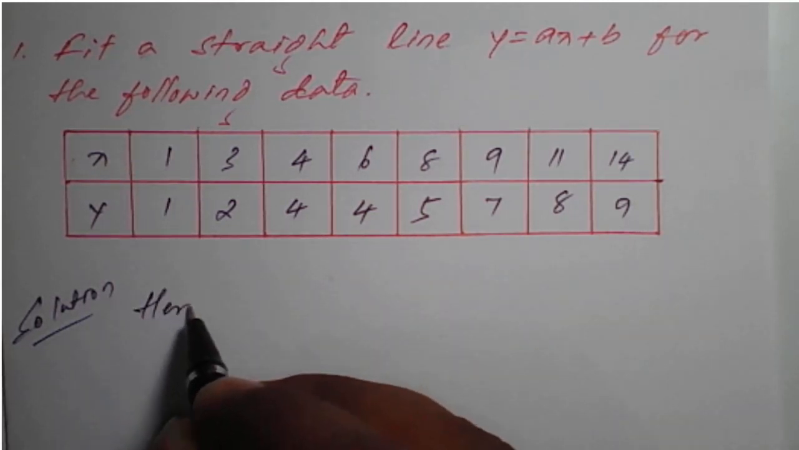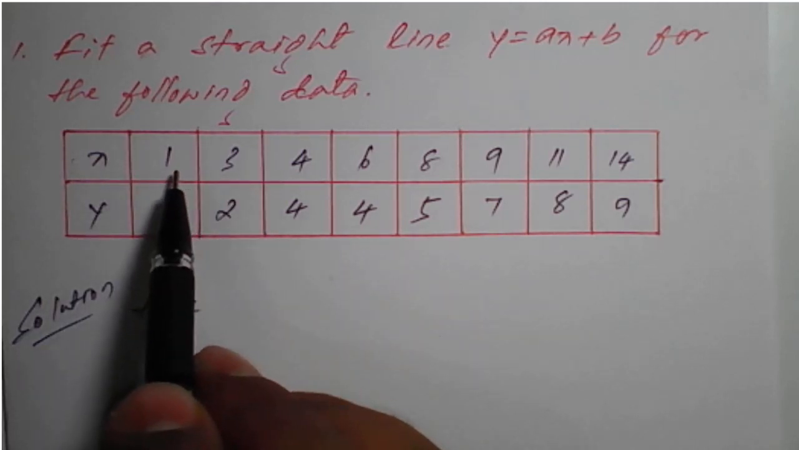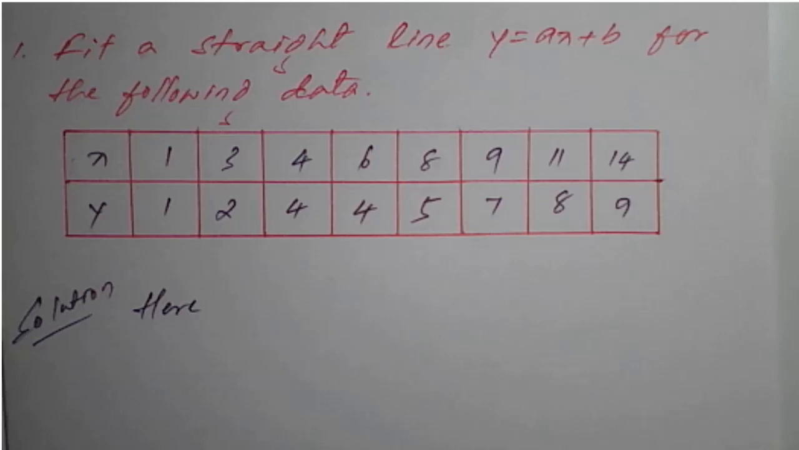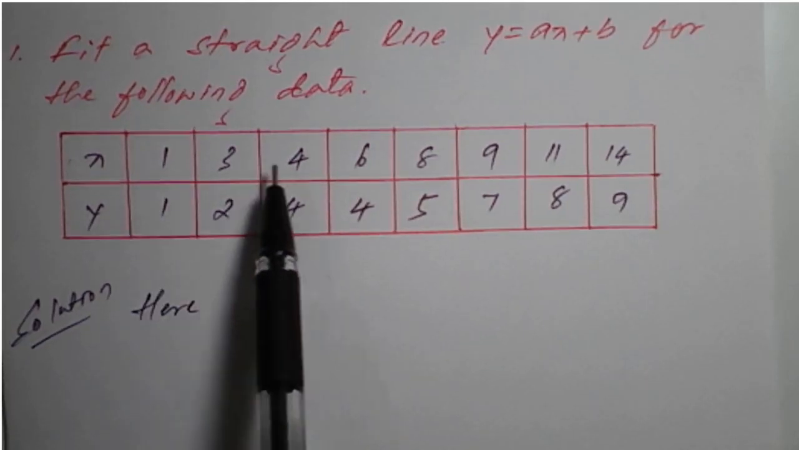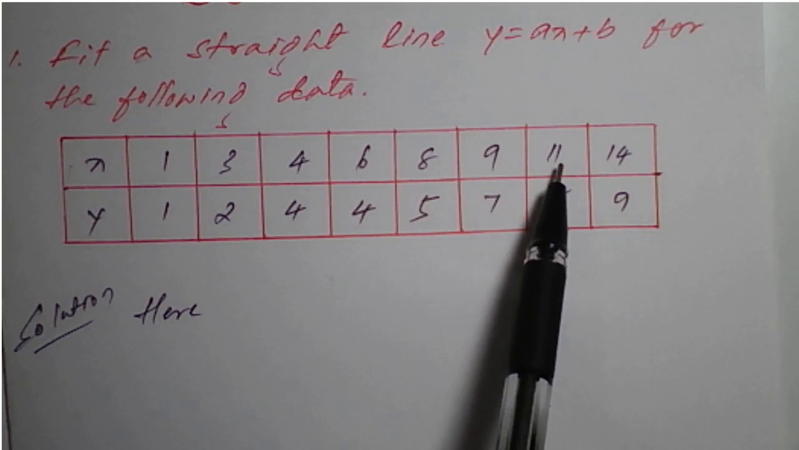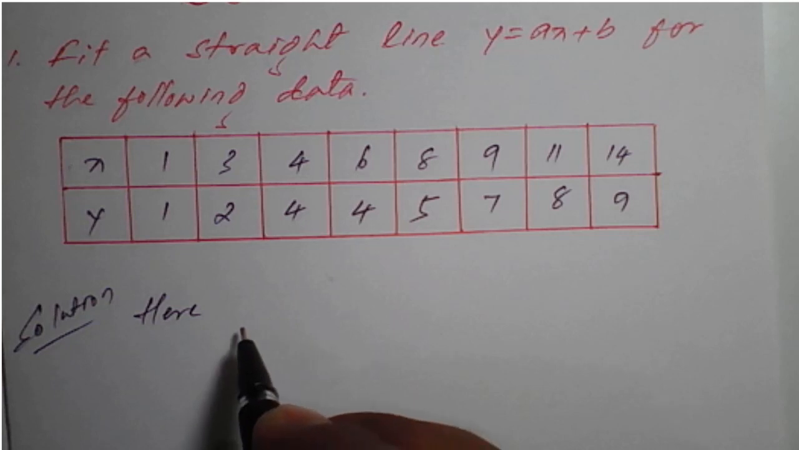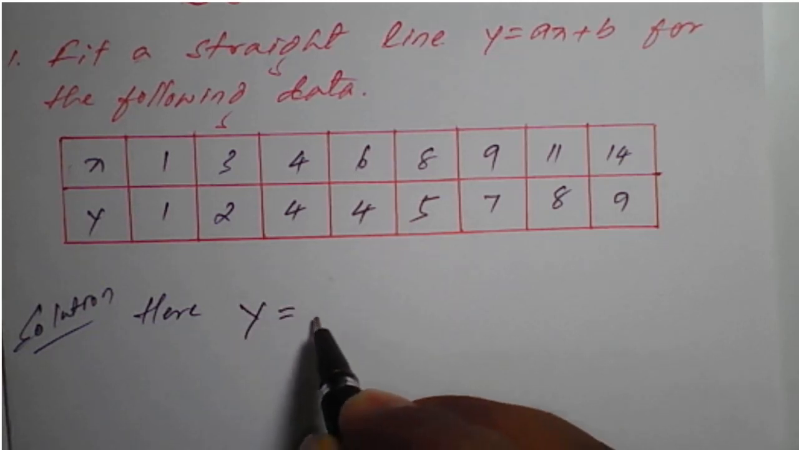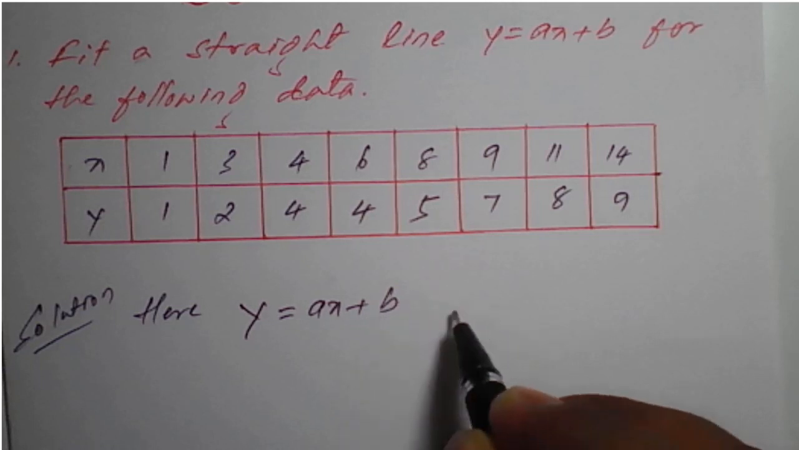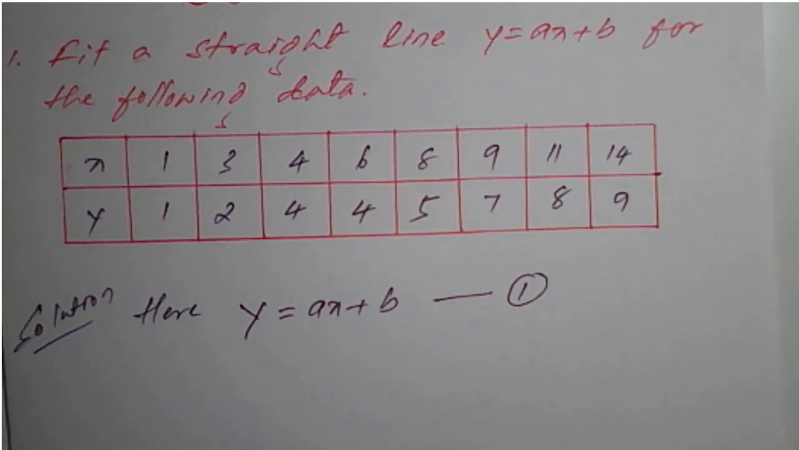Here the values of x vary as 1, 3, 4, 6, 8, 9, 11 and 14. The straight line is given by y is equal to ax plus b; I will call this equation number 1. For this y is equal to ax plus b, we have to fit a curve. What is the best fit? By getting the values of a and b, we can best fit a curve.